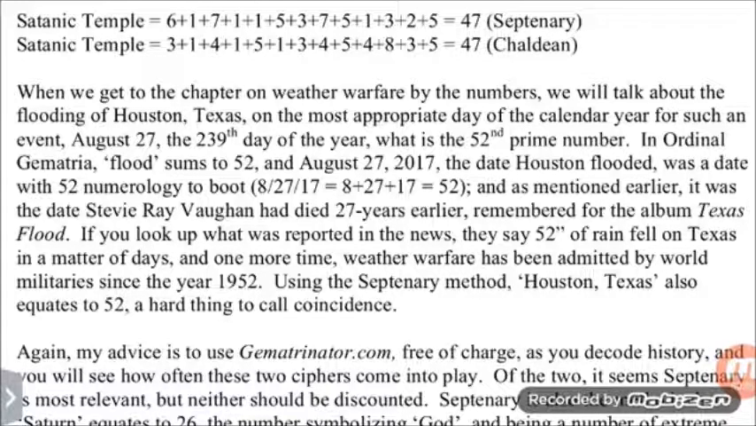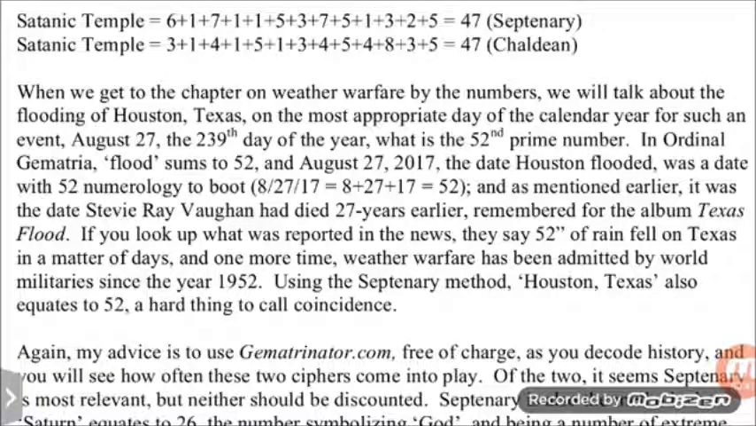When we get to the chapter on weather warfare by the numbers, we will talk about the flooding of Houston, Texas, on the most appropriate day of the calendar year for such an event, August 27, the 239th day of the year. What is the 52nd prime number? In ordinal gematria, flood sums to 52, and August 27, 2017, the date Houston flooded, was a date with 52 numerology to boot. 8/27/17 equals 8 plus 27 plus 17 equals 52.